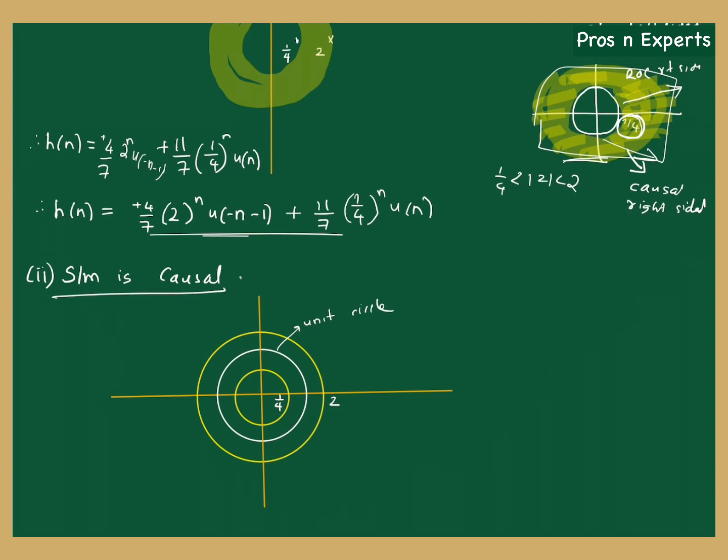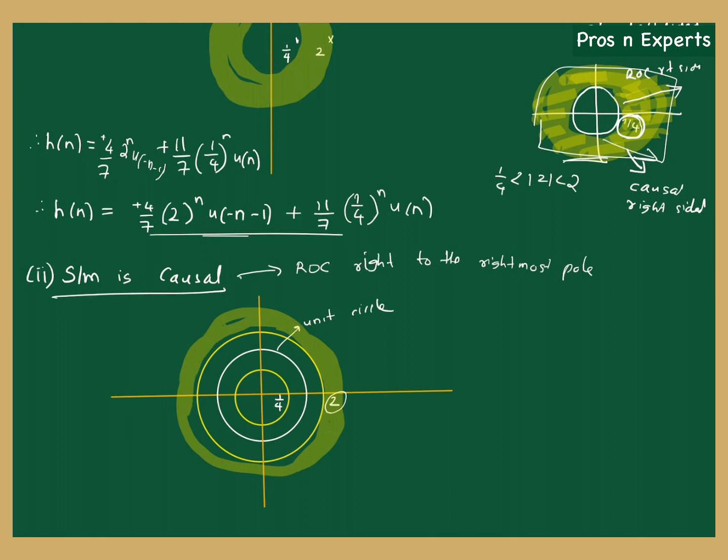For the system to be causal, what you have to remember is that the ROC should be right to the rightmost pole. And which is the rightmost pole here? It is 2. So the entire ROC should be right to the rightmost pole in this fashion. Okay, outer to the outermost circle, which corresponds to the outermost pole. So this goes to infinity. This is the ROC.